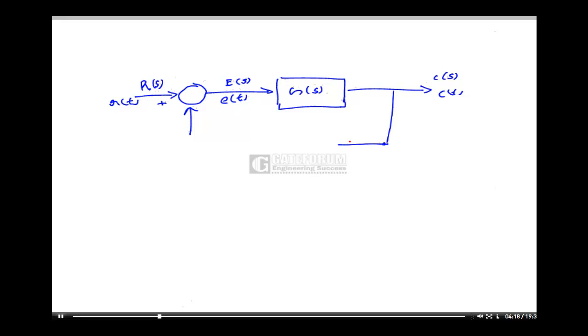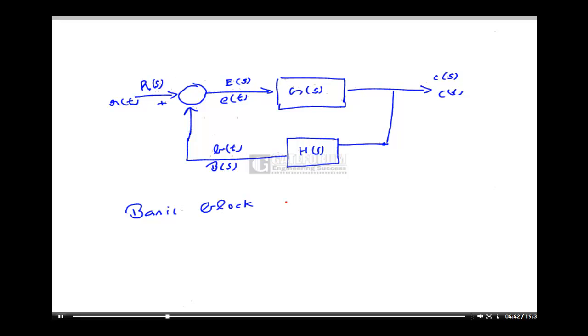Feedback of this output is going to the summing point. This you can write here as B(t) or B(s). This is a basic block diagram of a feedback control system. Particularly, this is a type of negative feedback.